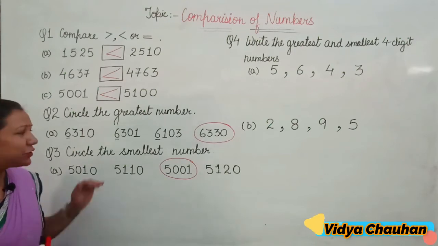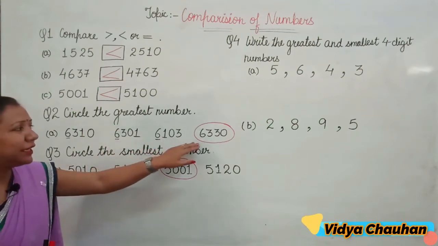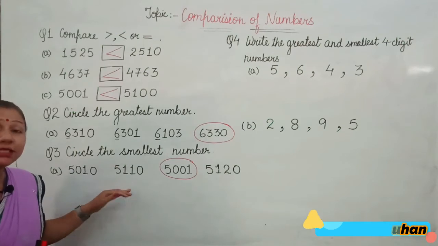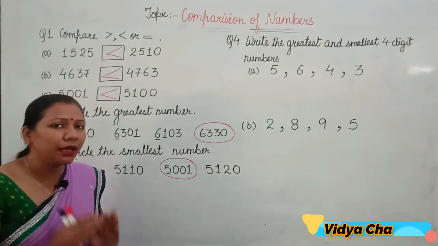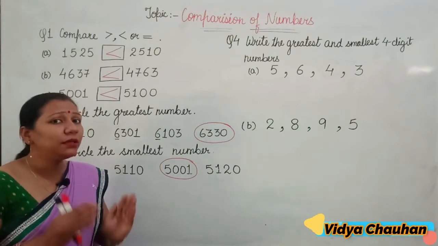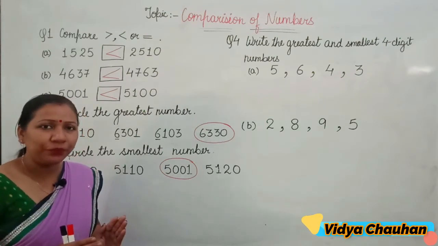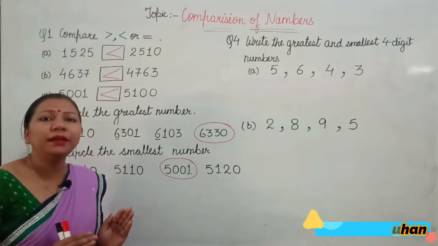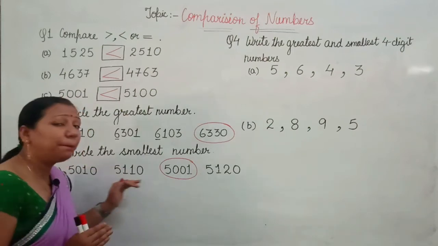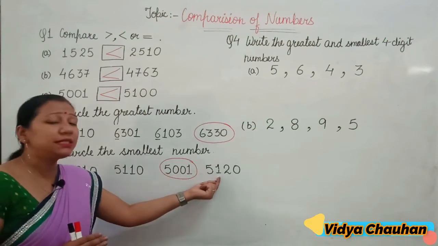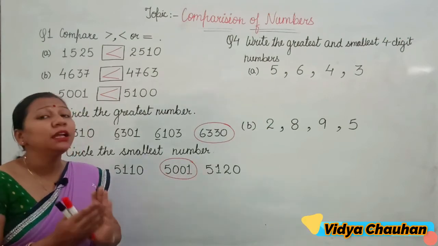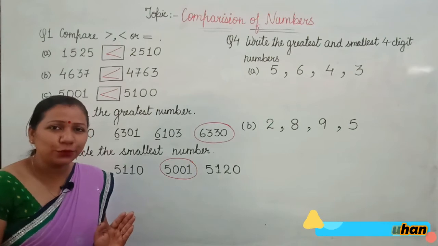Clear, students? So this is how you can find the greatest number and the smallest number by comparing the digits. Please students, again I am saying, do compare the digits very carefully. Take your time and compare it correctly, because if you compare it in a wrong manner, maybe comparing the 1000 digit with the 10th place digit or 100 place digit, you will get a wrong answer.